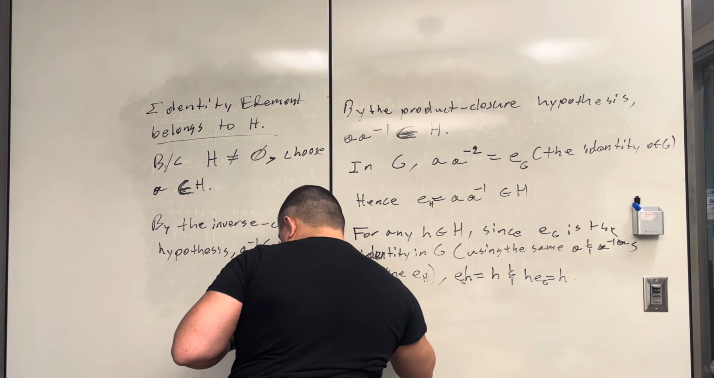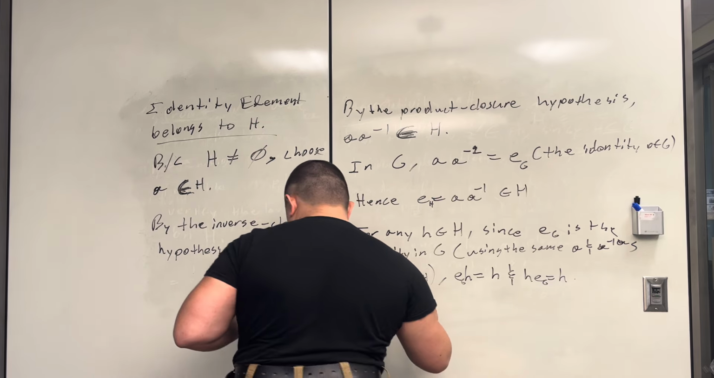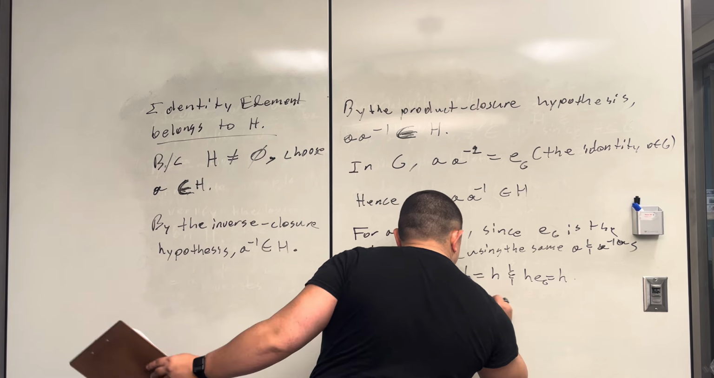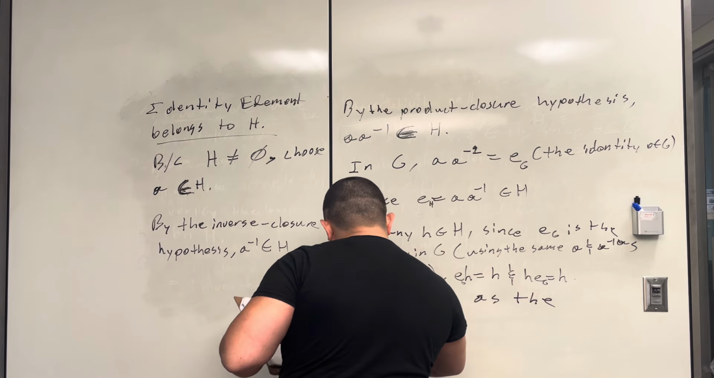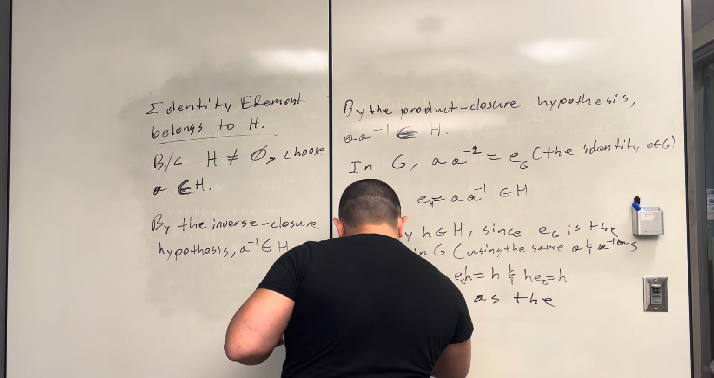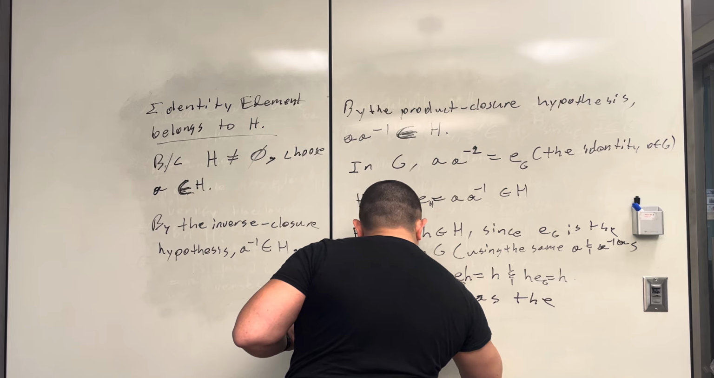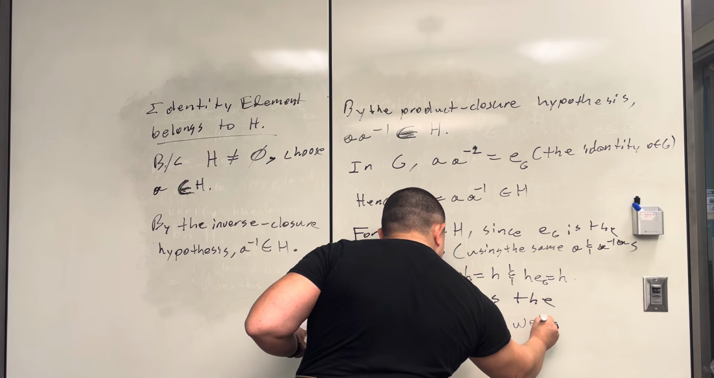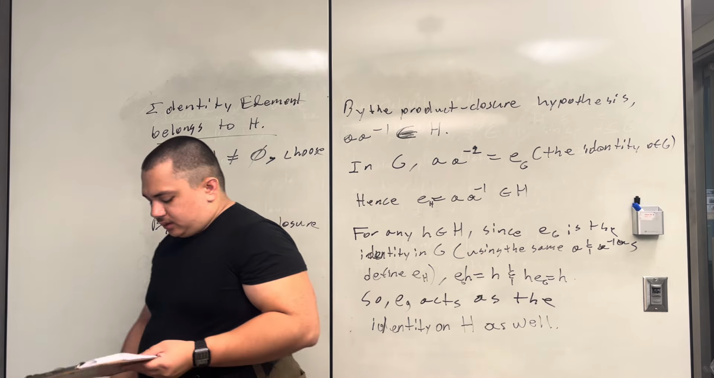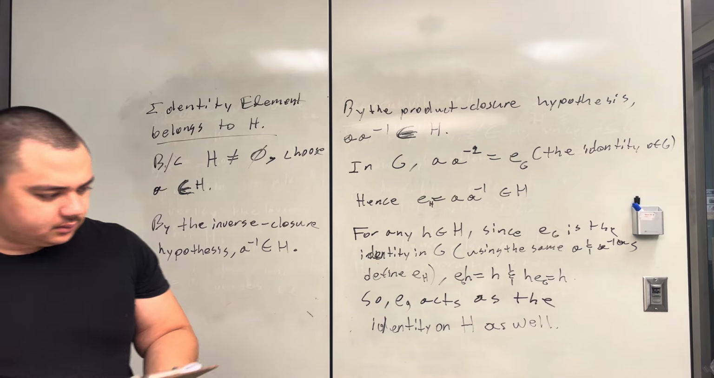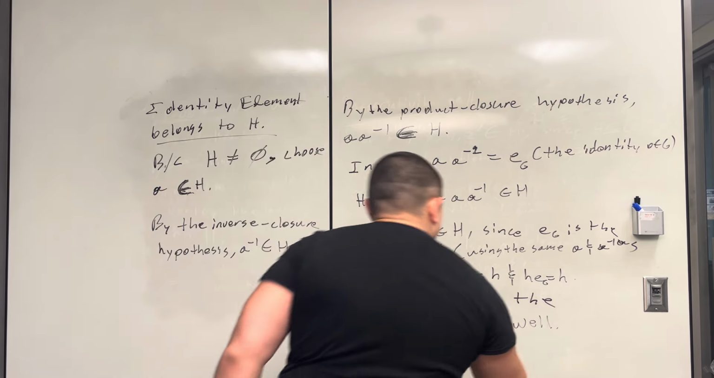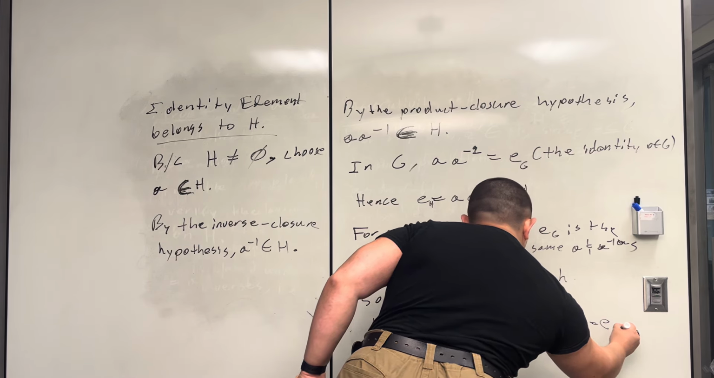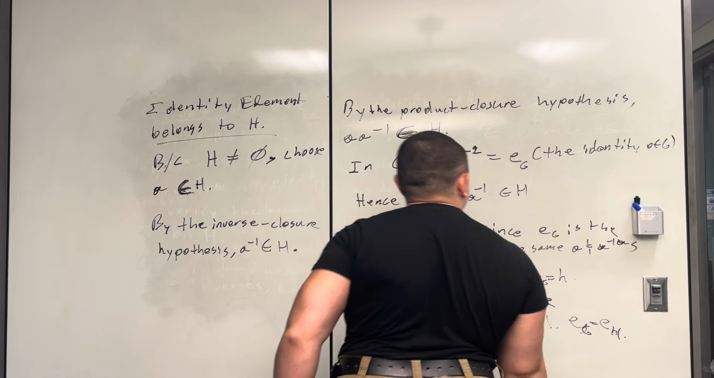So e sub G acts as the identity on H as well. It should be capital E sub H.